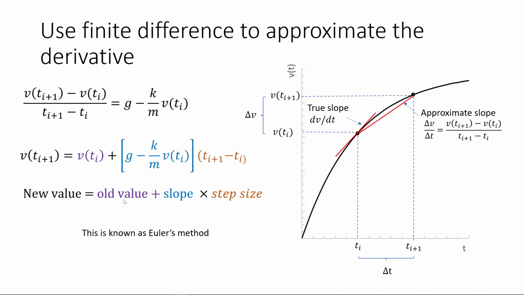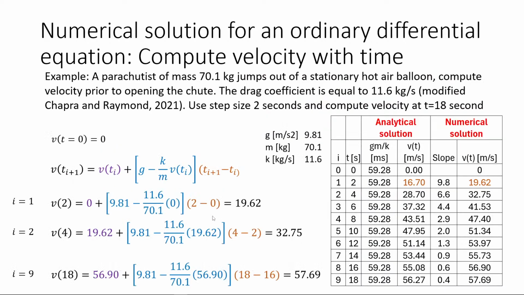Remember, that's the old value plus the slope times the time step. So here, this is the slope, and this is the time step. To get this value, for example, that would be the old value, 0, plus the slope, which I calculate here, times the time step, in this case 2. Then I get this value.